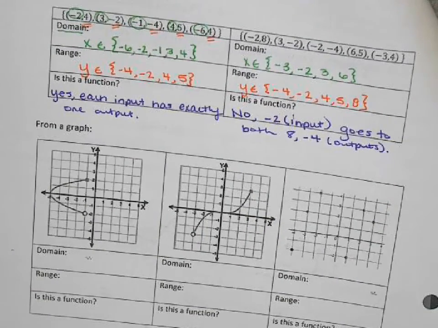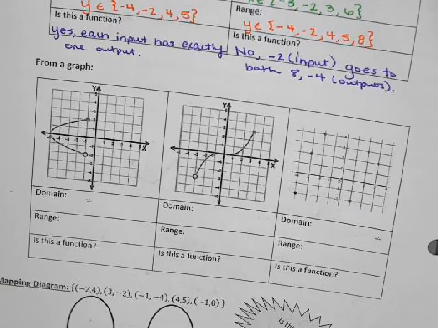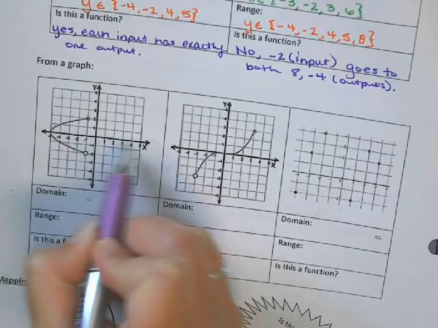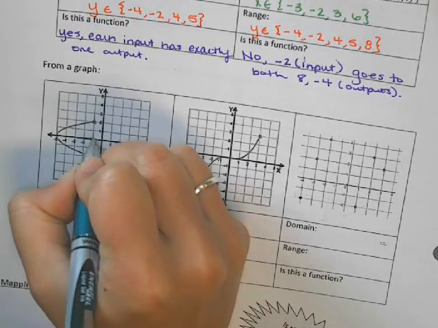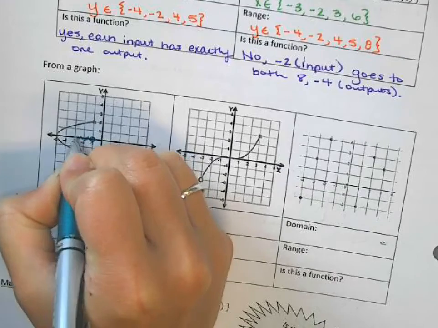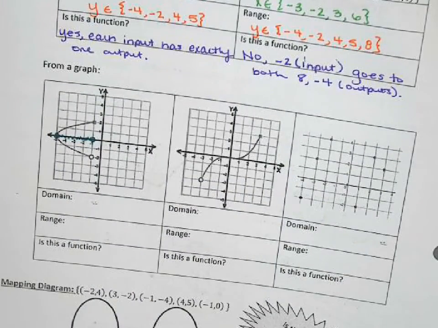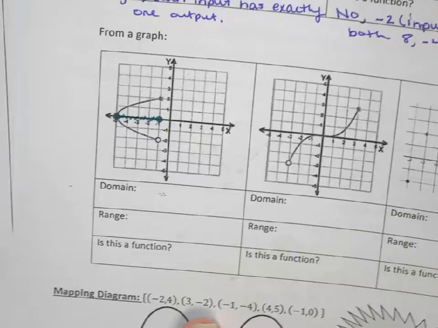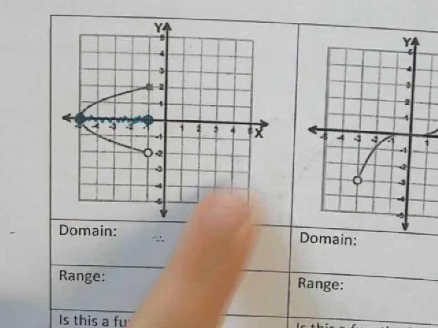All right, so let's talk about this one down here. Your domain here, it's almost as if you have to squish this on the x number line. If I were to squish this on the x number line, I would have a solid dot here, and it would go to this end, and I'd have a solid dot there. If I squished this graph onto the x number line, now your x is your domain.